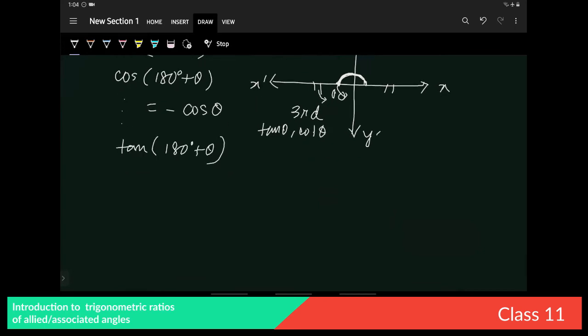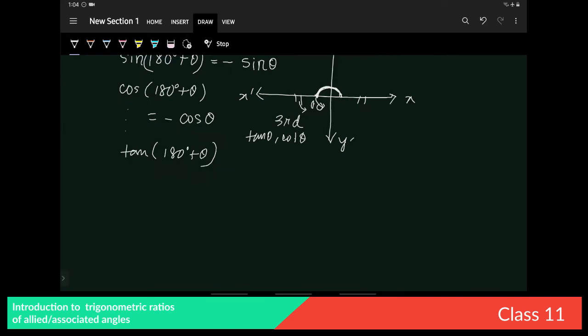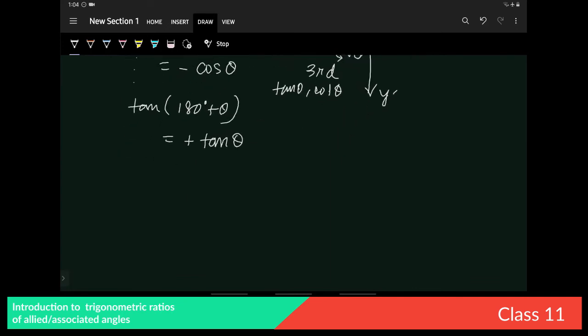Now tan of 180 plus theta will be what? Tan is positive in the third quadrant, because 180 degree plus theta is falling under the third quadrant. So tan theta will be positive in the third quadrant, so we put a plus sign here. And since it is associated with the horizontal line, it will remain as tan theta. So tan of 180 plus theta is what?